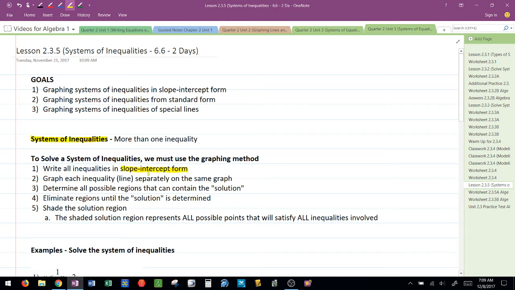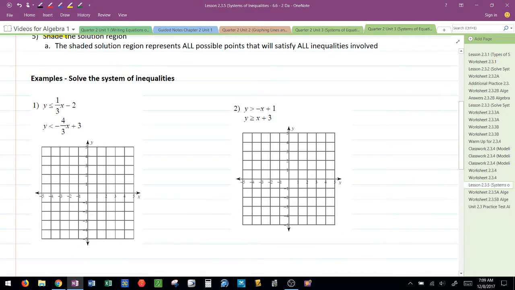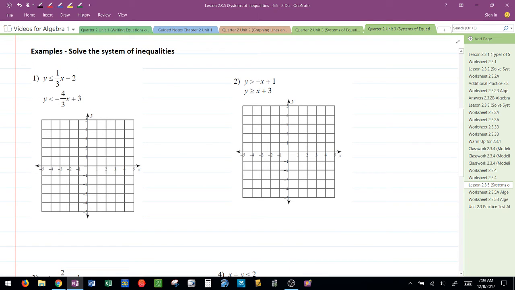First, we've got to get everything in slope-intercept form. All right, then we're going to graph the inequalities, each one of them separately on the same graph, and I'll go through that with you in these examples. We're going to determine all the points that can be a solution. A solution is going to be where the two inequality graphs actually overlap each other. All right? We're going to figure that out, and then we end up shading that solution region. And that signifies all possible points that satisfy all inequalities, not just one or the other, but all.